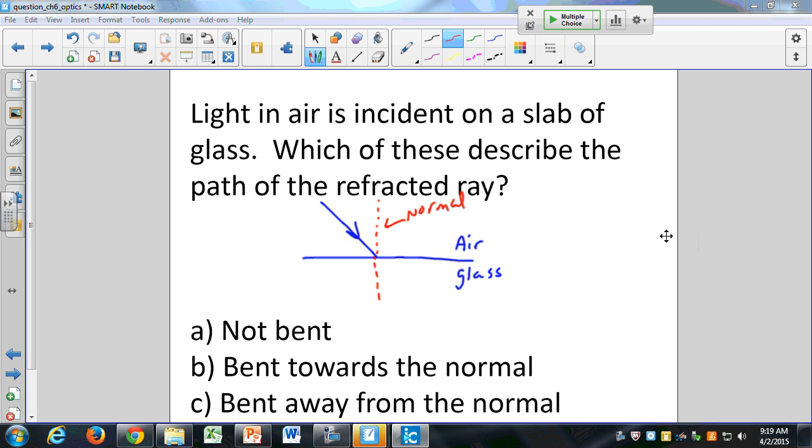Okay, that's good. It is bent towards the normal. If it's moving from a low to a high index, it's going to bend towards the normal like that. You can imagine that you have these wave fronts. At this point, it slows down, and then that causes this side to speed around, right? Like a tank. If you're moving a tank, you speed up one side to turn the direction that you want to go.